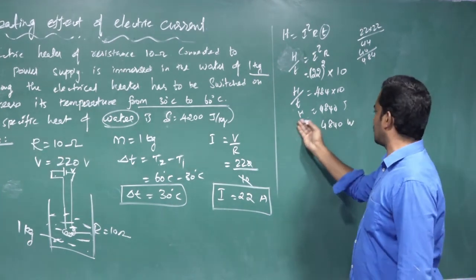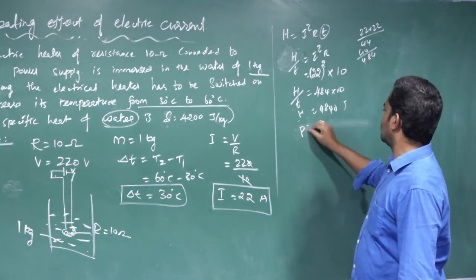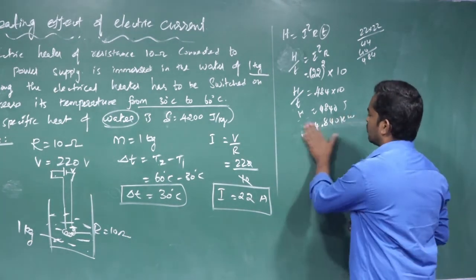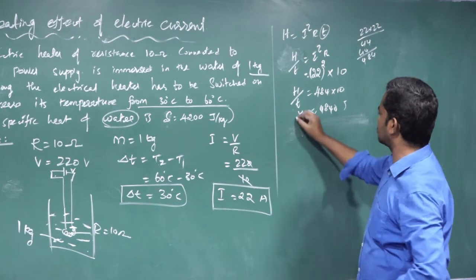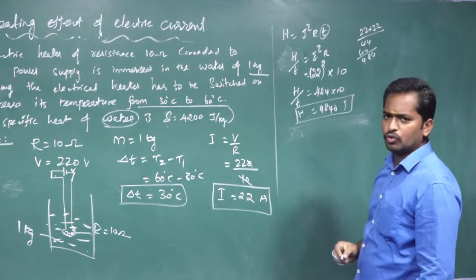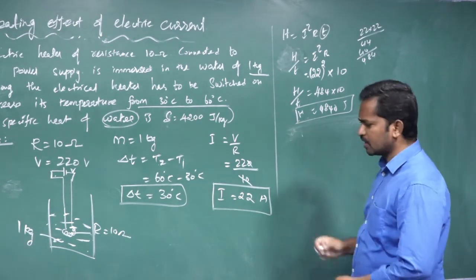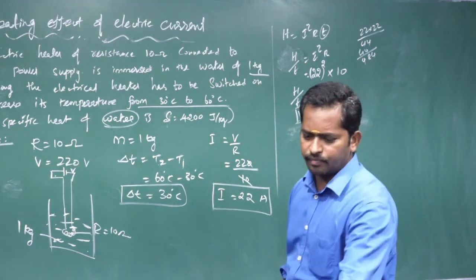So what is the power value? P is equal to 4.840 kilowatt. Another value. No problem, direct to take the answer: H is equal to 4840 joule, the heat energy produced in 1 second. Now I want to calculate the total energy.